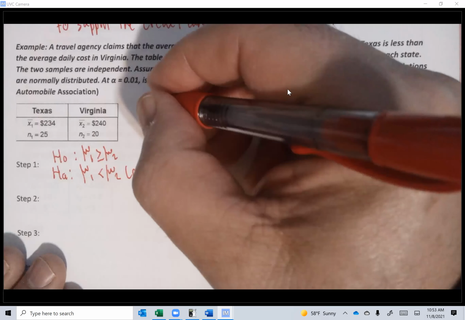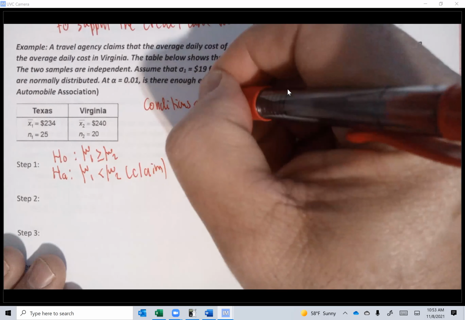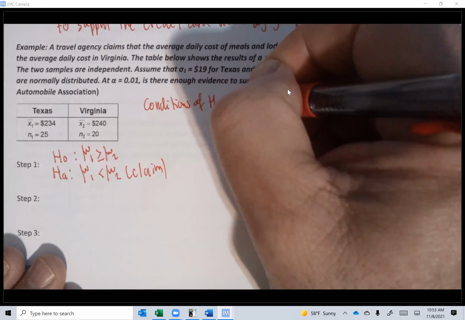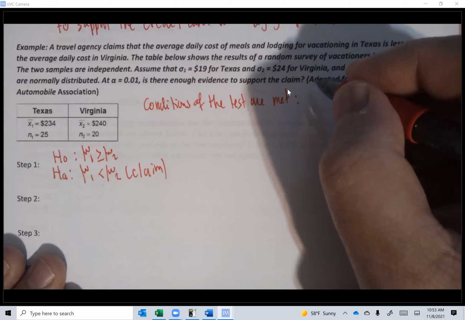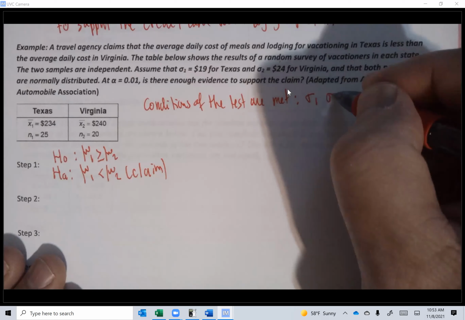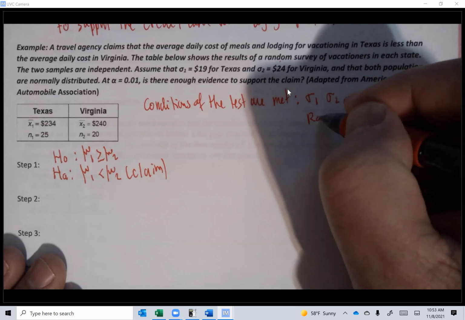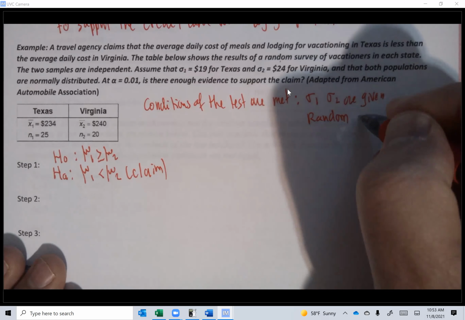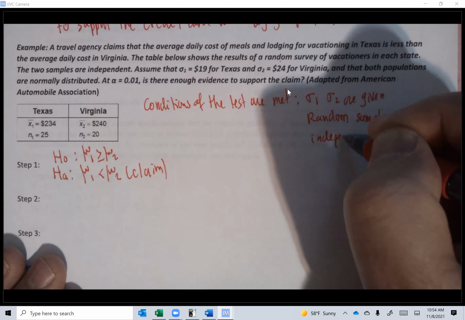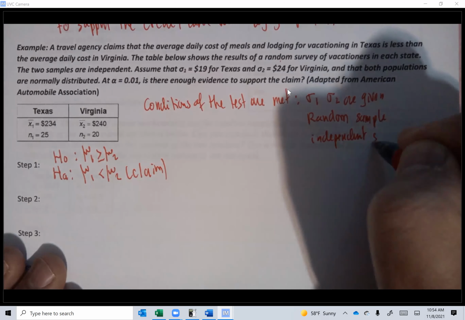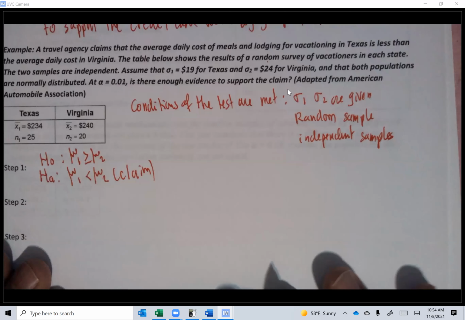So let me write them down. And I want to list them. Sigma 1, sigma 2 are given. Random samples. Independent samples. Populations are normally distributed.